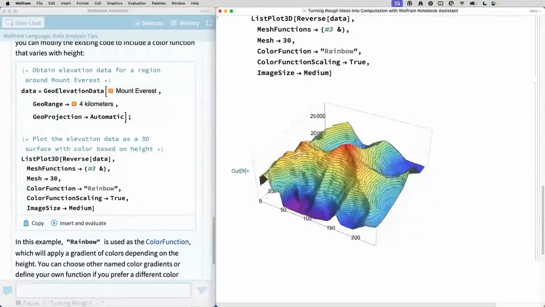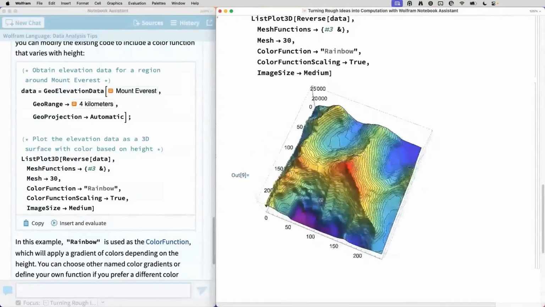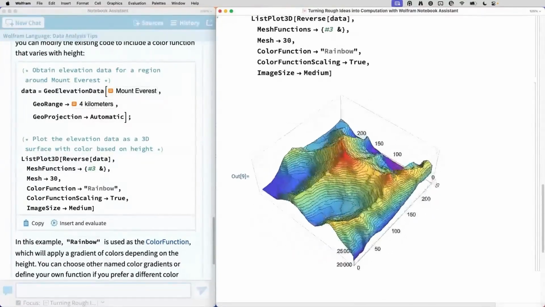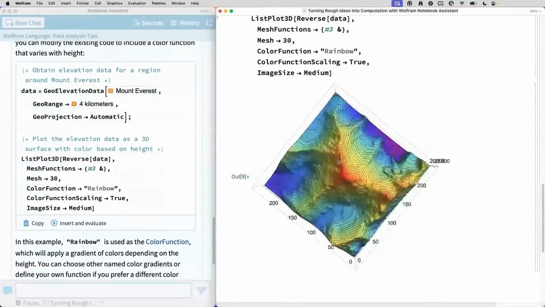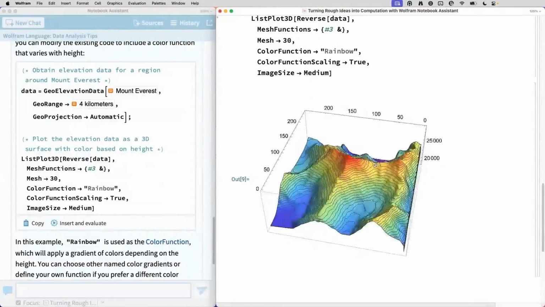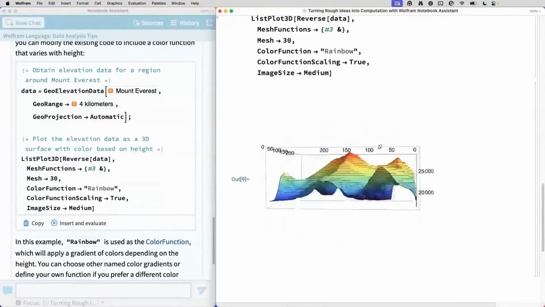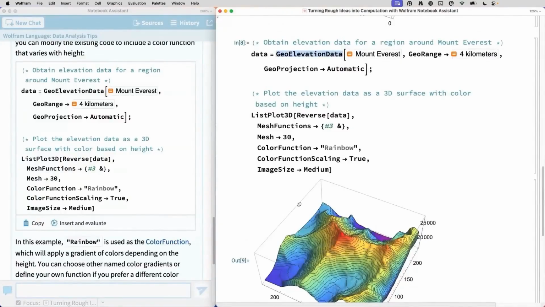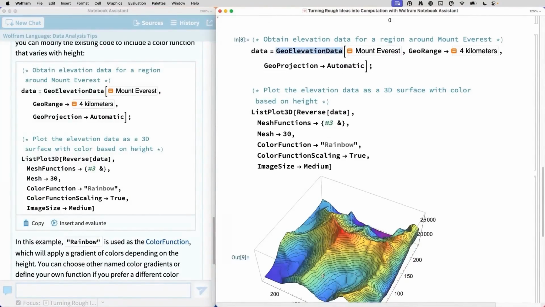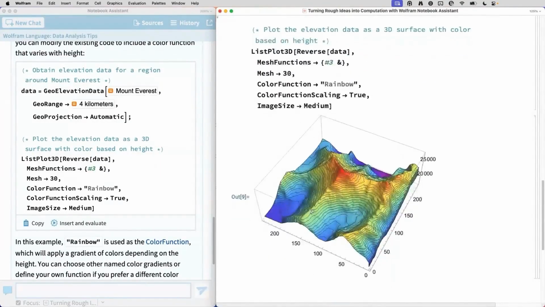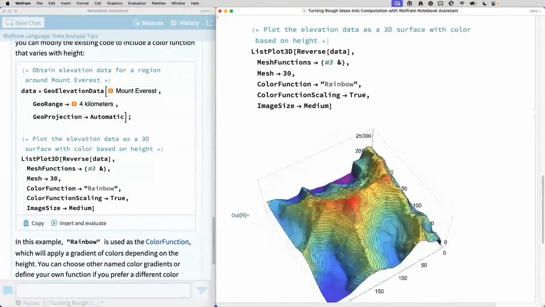We can see that we've got a rainbow color scheme here that was just the default that was picked. You can ask for other color schemes if you know about them, or if you just want to get roughly close to an idea of a color scheme you have. But there we go. We're able to pull in this geographic information through the GeoElevationData function. And we're able to pull in all this surrounding information about, what is Mount Everest? Where does it exist exactly? What are its geo coordinates? All that stuff just happens transparently in Wolfram Language.